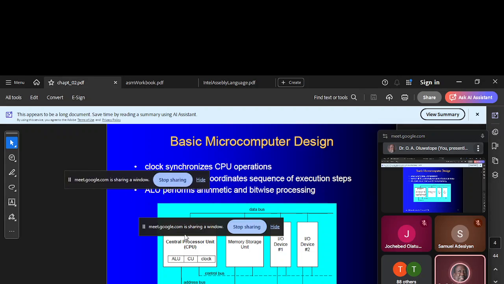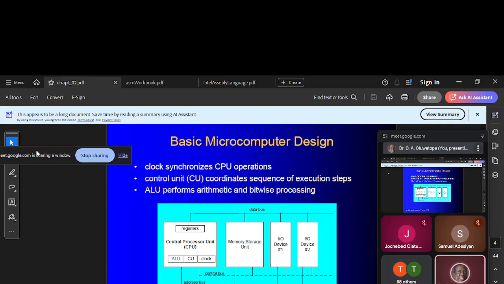So I was explaining that the basic microcomputer comes with this design. It must have a central processing unit made up of four components: registers, meant for storing of data; ALU, for performing arithmetic and logic operations; control unit, for storing instruction sets; and clock, for synchronizing activities.